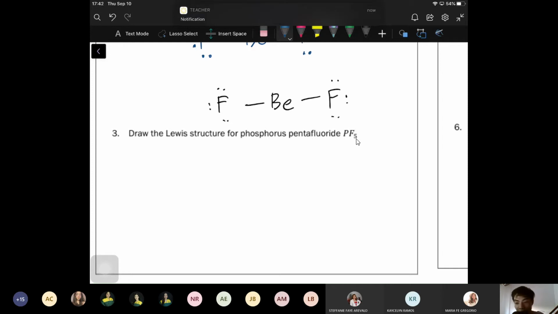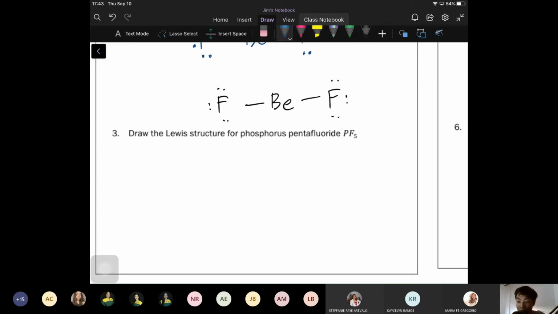That's more than 4. Okay? So, keep in mind, if you are not sure, you can still do the NASO rule. Pag nakita mo na hindi nga pwede sa NASO rule, edi, expanded octet na.